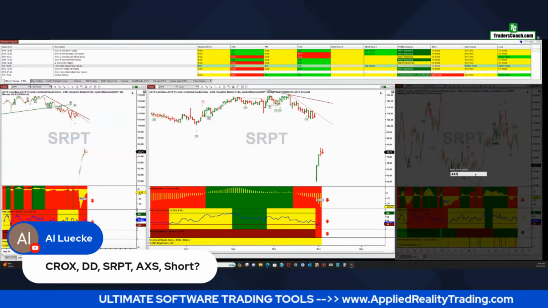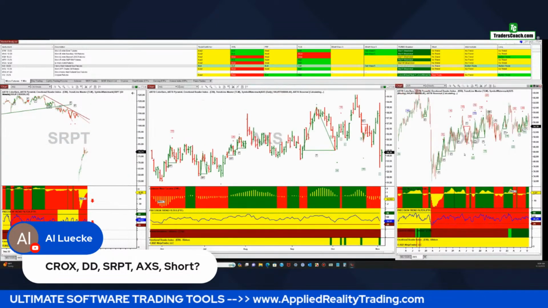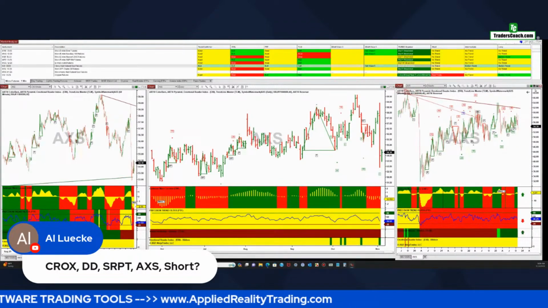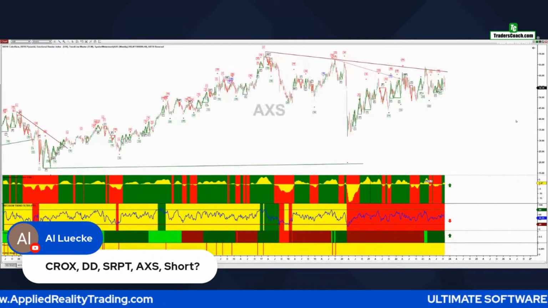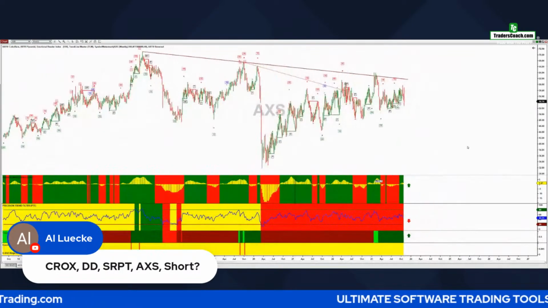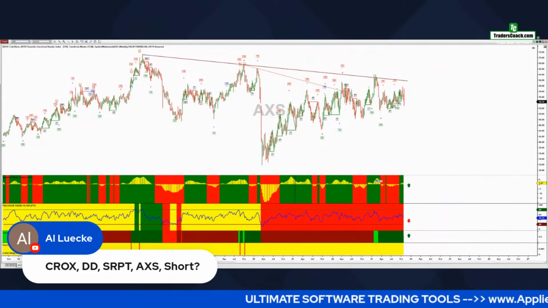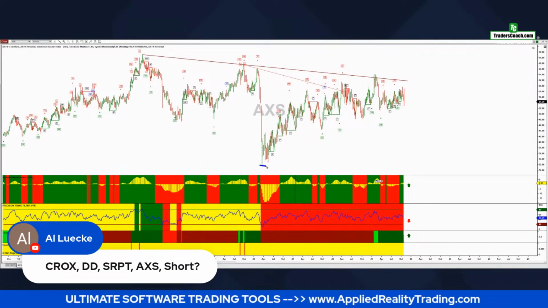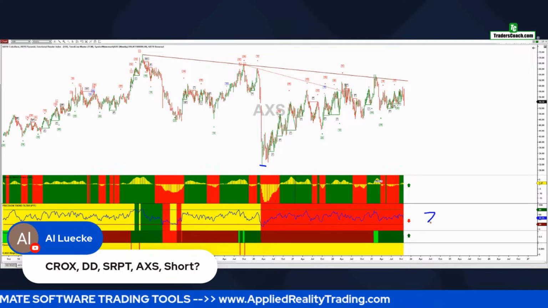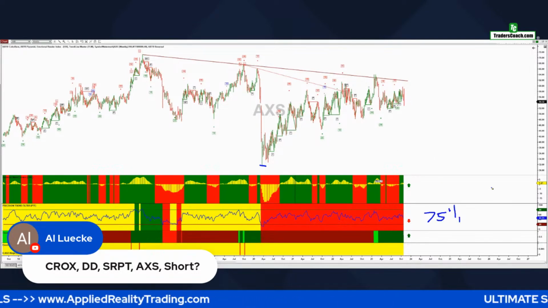AXS. AXS. All right, right away, PTFs are red, on the weekly and the 60-minute. So there's a lot. What I like about this one, this is a great example. So here's the target. That's what the PTF is saying. There's a 75% probability that during the next move down, we're going to take out that bottom.